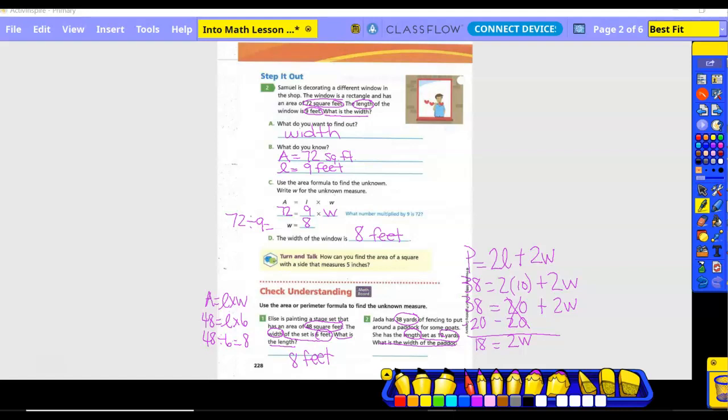Okay? And what did we say when that 2 and that W were right beside each other? That also means multiplication, right? So what is the inverse operation of multiplication? Division. So this fraction bar also means what? Division. So what I do on one side of the equation, I have to do to the other, right? Okay. So what is 18 divided by 2? 9. So W equals 9. So 9, what's my label? Yards. Yards.